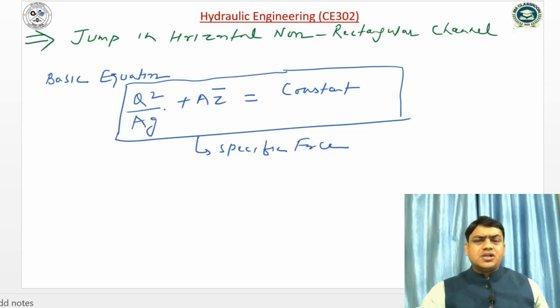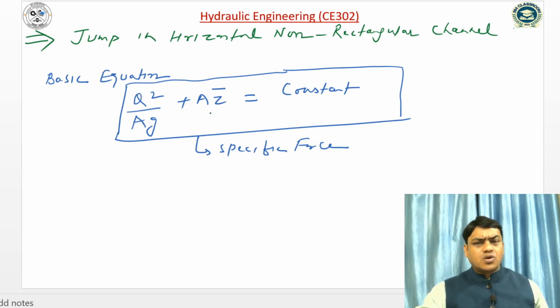Similarly, the relationship between the conjugate depth and the Froude number, like y1 by y2 is equal to half into minus 1 plus square root of 1 plus 8 F2 square, or y2 by y1 is equal to half into minus 1 plus square root of 1 plus 8 F1 square. So that is applicable for only horizontal rectangular channel. Similarly, the relationship between the initial Froude number is also applicable for the rectangular channel. And similarly, the energy loss, whatever we have seen, that is EL is equal to (y2 minus y1) whole cube divided by 4 y1 y2. So that is applicable for the rectangular channel.